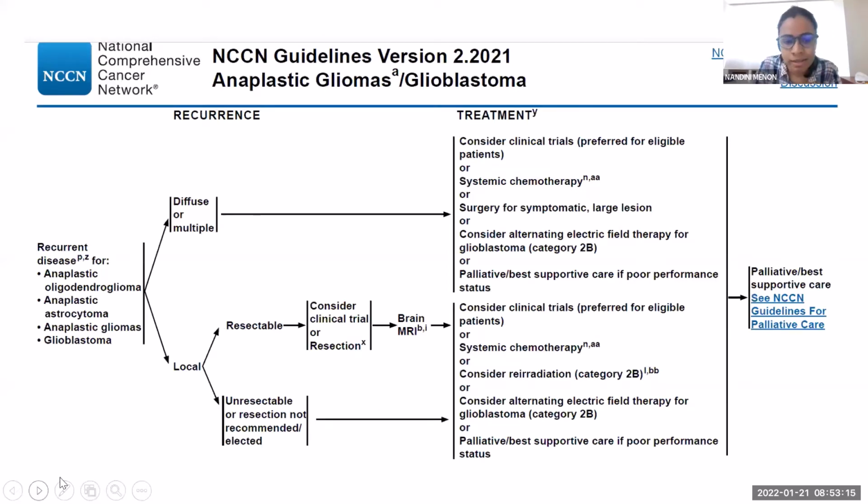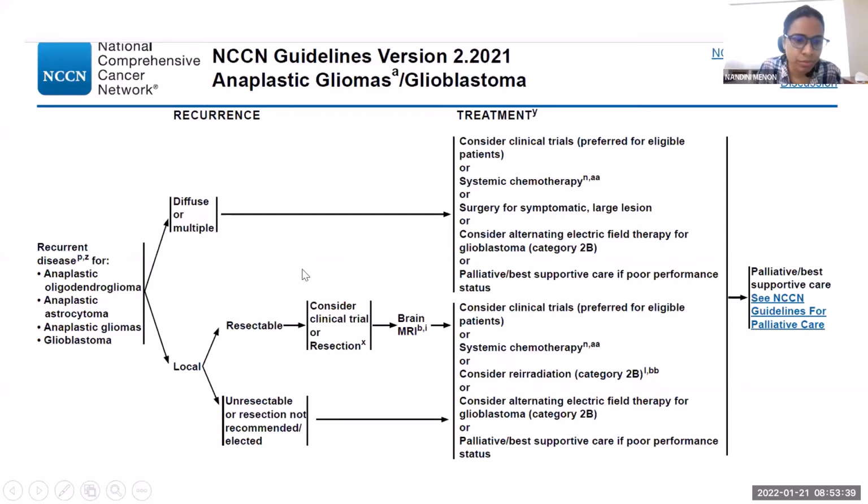So you can understand that most of the patients relapse early, within 18 months, and most of them are not fit for irradiation because the relapse-free interval is so short in these patients that giving radiation within such a short time will lead to toxicities like radiation necrosis, which can lead to significant worsening of the patient's quality of life.